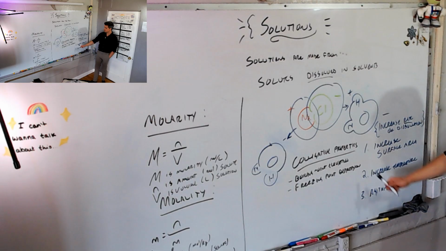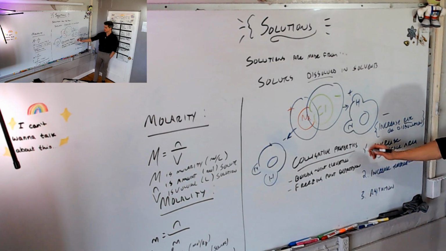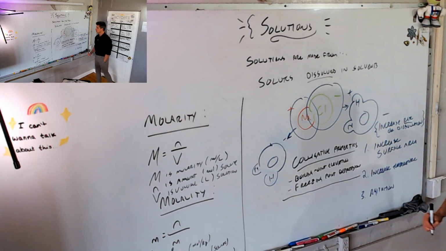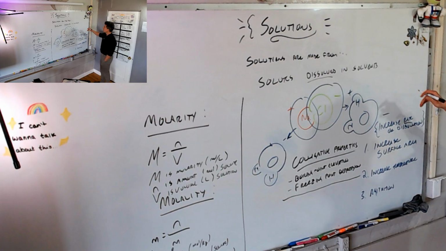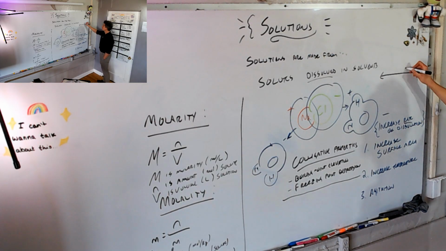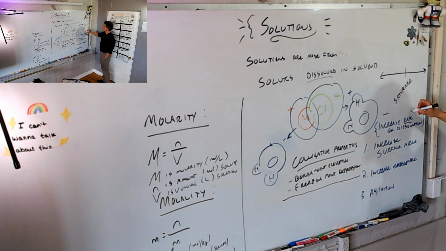Boiling point elevation, freezing point depression. These are colligative properties. They have to do with how saturated the solution is. And that's, by the way, another way that we talk about the concentration of a solution, is how saturated it is. Basically, each solution, I'm going to draw a little scale up here, has a certain amount of solute that it can dissolve, and it's considered saturated.